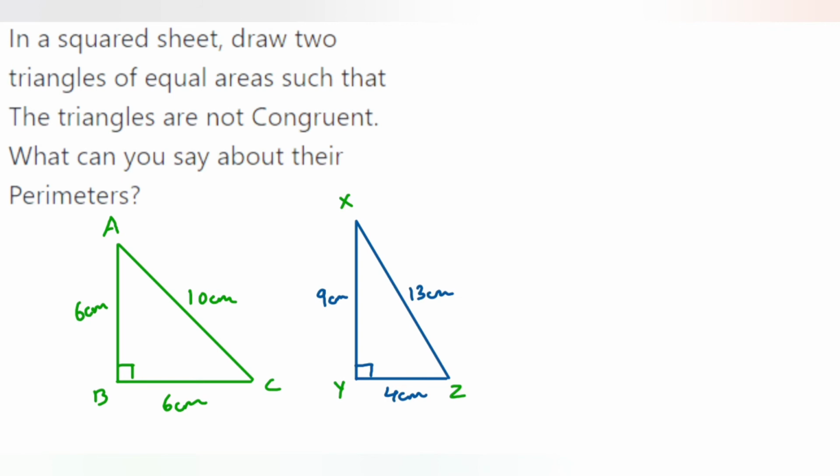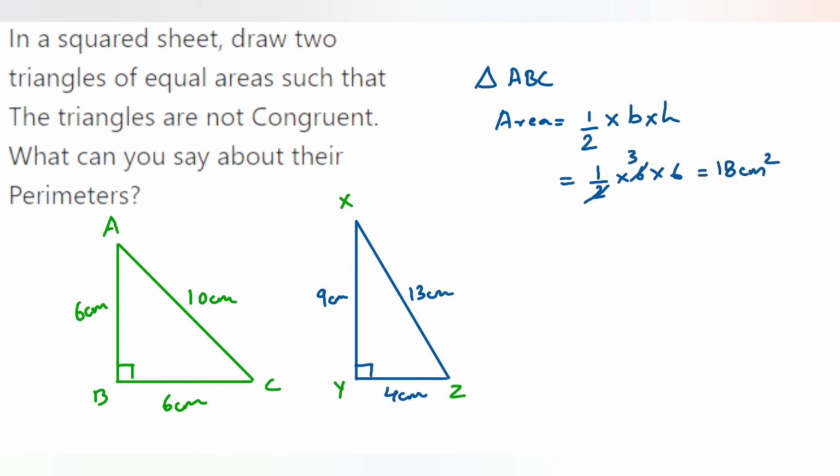Area, if you take half into base into height, you can see the area will be equal for both triangles. We'll just calculate that. So for triangle ABC, area will be equal to half into base into height. This is the formula to find out the area of triangle. So half into, let us take a base 6 and height is 6. So when you cancel this, we'll get 18 centimeter square.